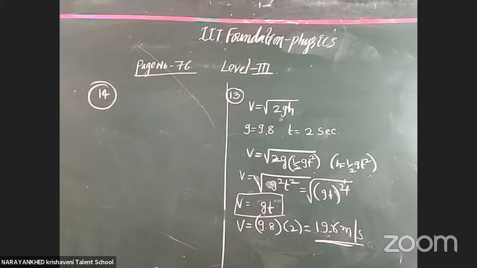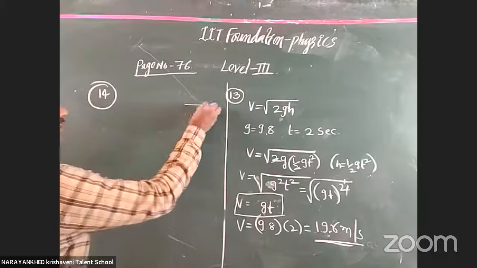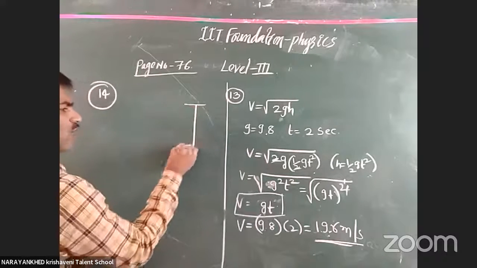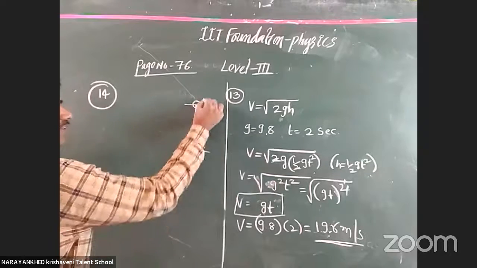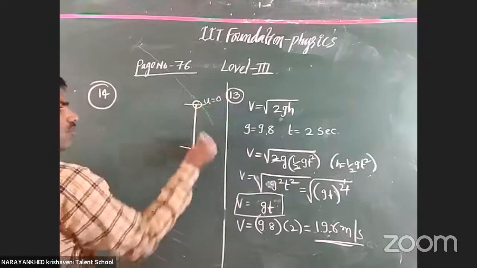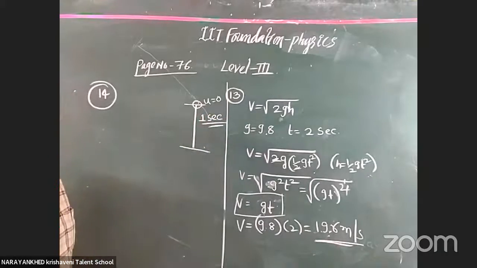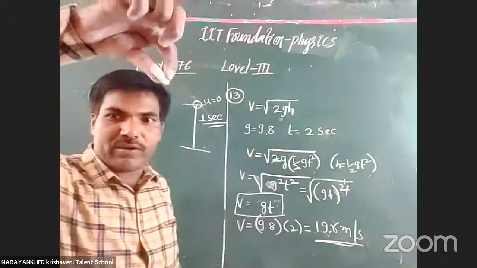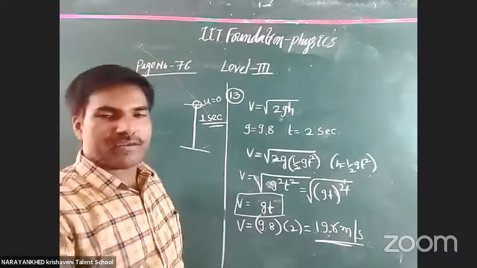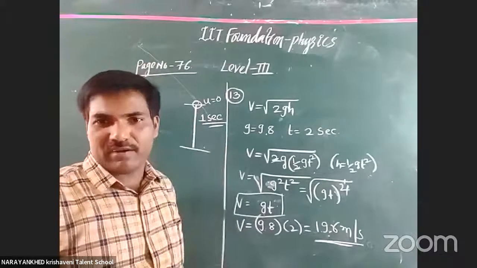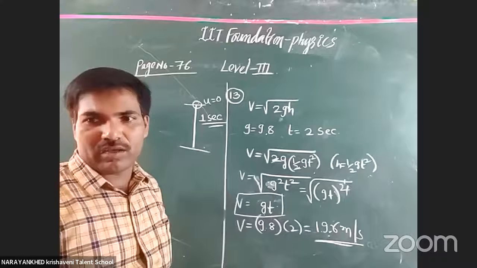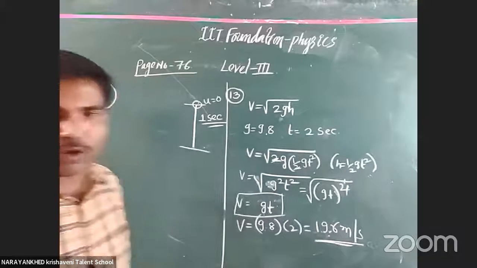All the students listen carefully. How far does a stone fall in 1 second when released from rest? In 1 second, how far distance does it travel? u equals 0. After 1 second, where will it reach? The chalk piece falls from here. After 1 second, how much distance does it travel? That is the formula we require here.